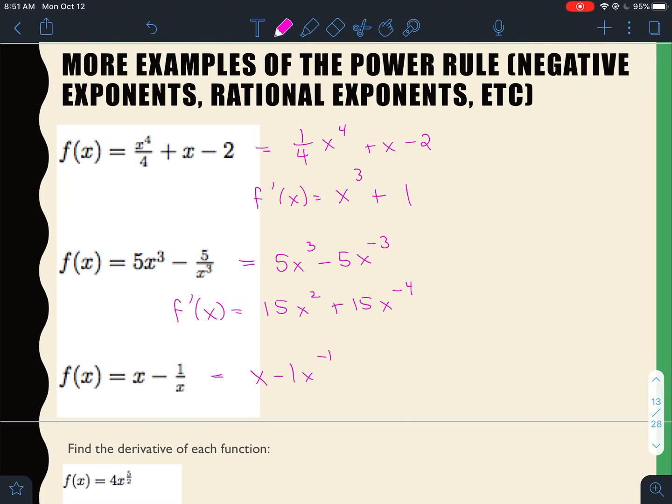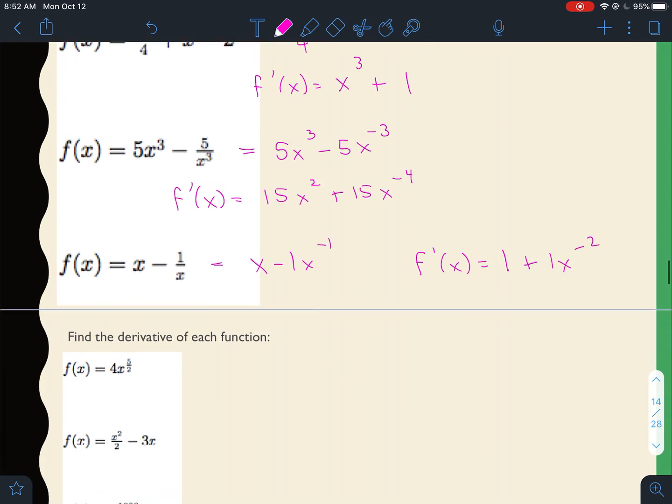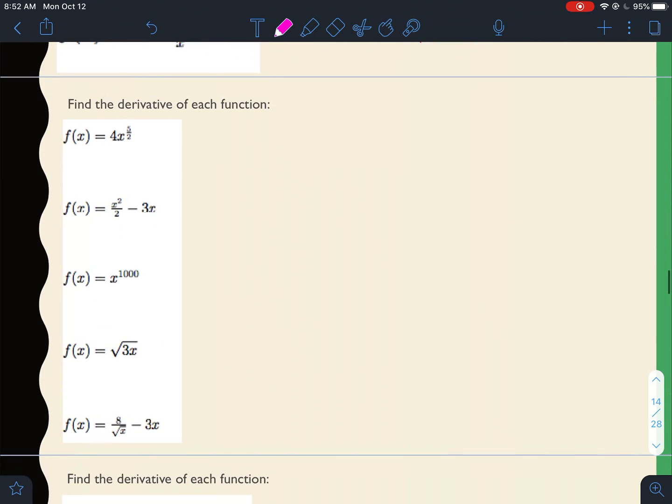So this would be x minus 1x to the negative 1. So 1 over x is the same as x to the negative 1. And if I took the derivative of this, the derivative of x is just 1. And then this would be plus 1x to the negative 2. So that would be the derivative of the bottom one.